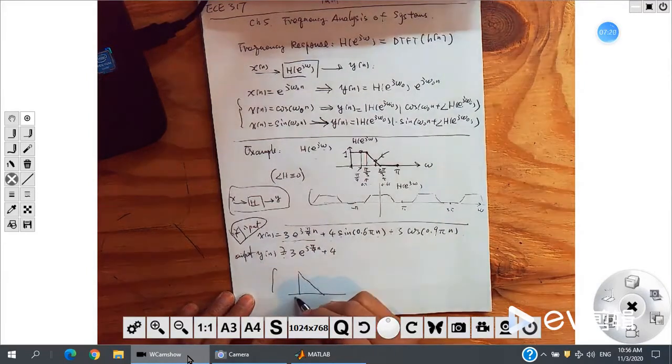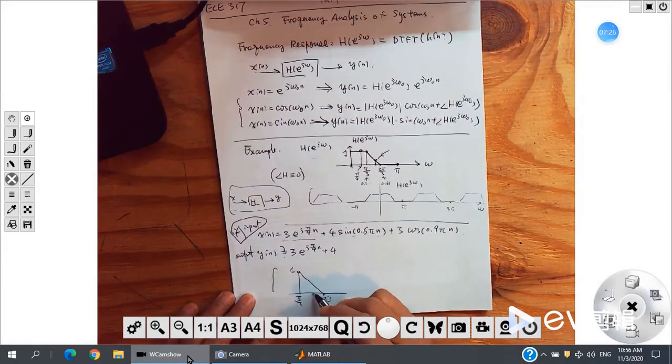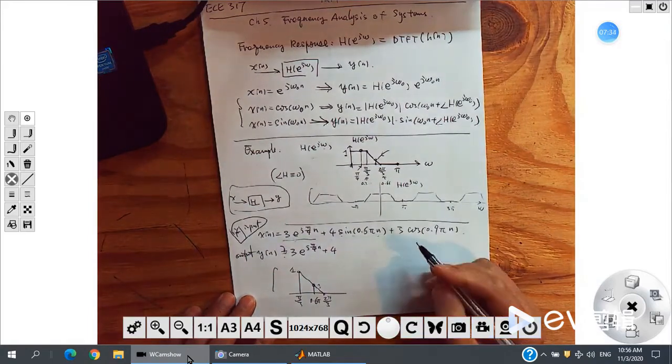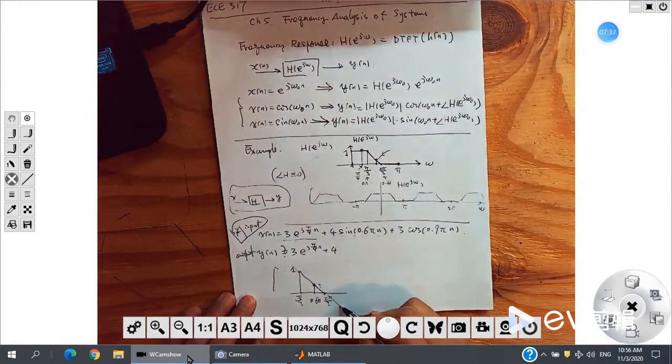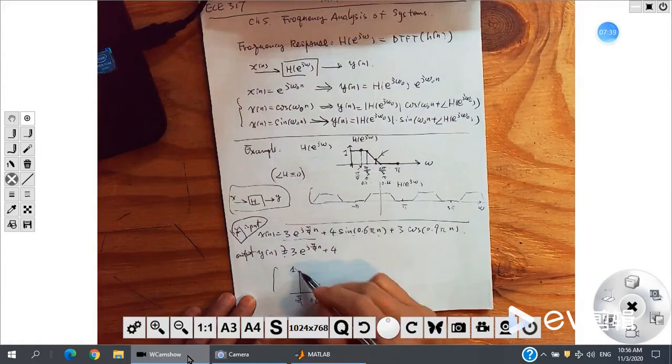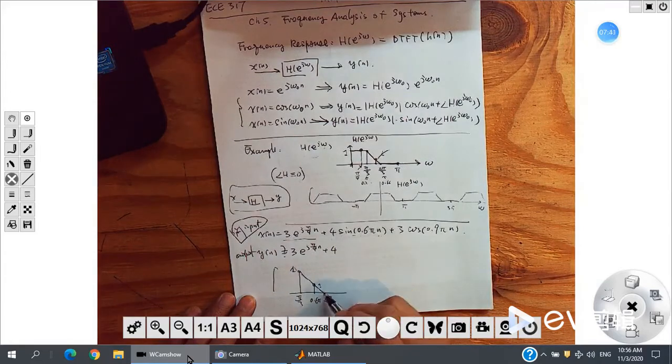This is pi over 3. This is 2 pi over 3. Here's 1. And here's 0.6 pi. What is this value? How do we calculate it? I need a formula for this. This is a straight line with a negative slope going across here.